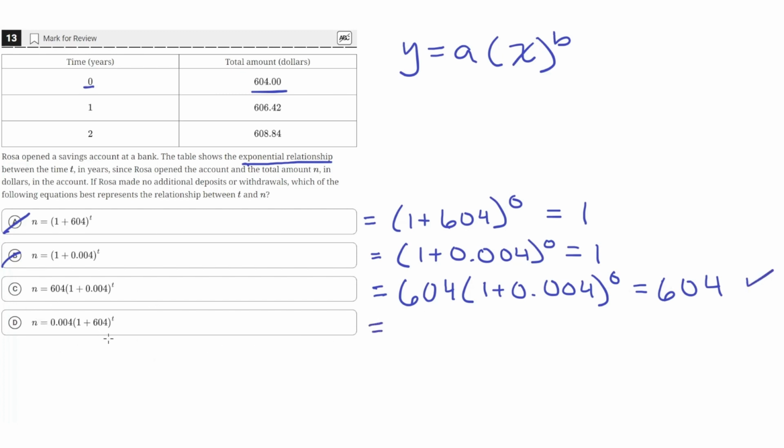And then we can plug in 0 again for answer choice D. And similar to what we had before, we'll just get 0.004 times (1 plus 604) raised to the 0th power. When we plug 0 for time here, this quantity just becomes 1, and so we're just left with 0.004, which is incorrect. We need it to equal $604 in the bank account after 0 years. So the only answer choice that could possibly be correct is answer choice C.